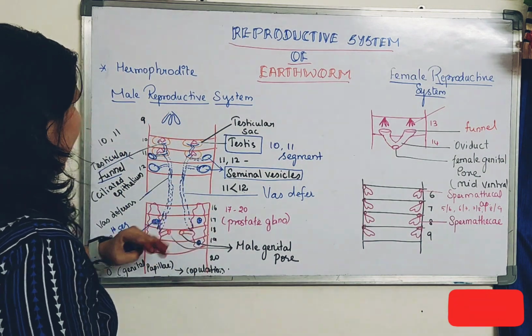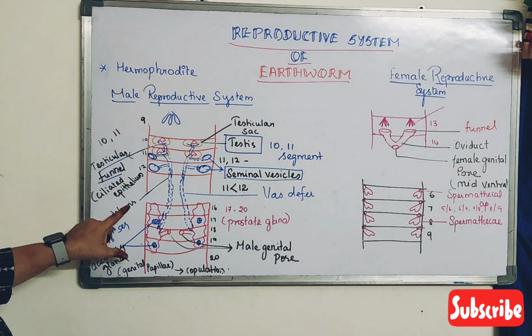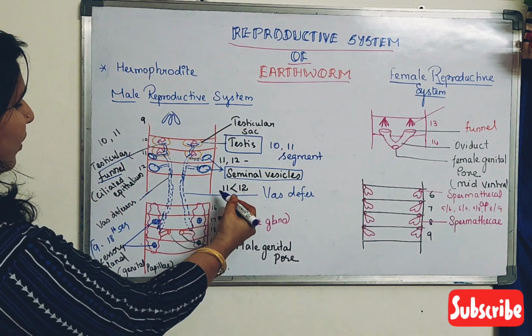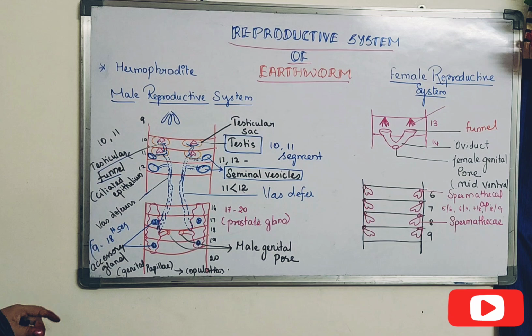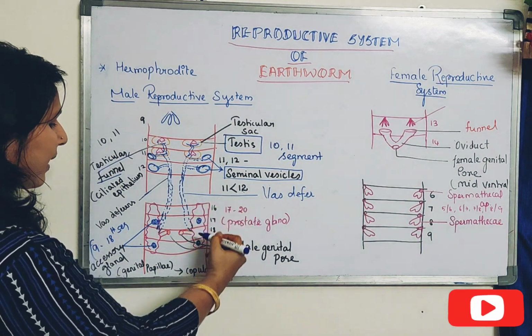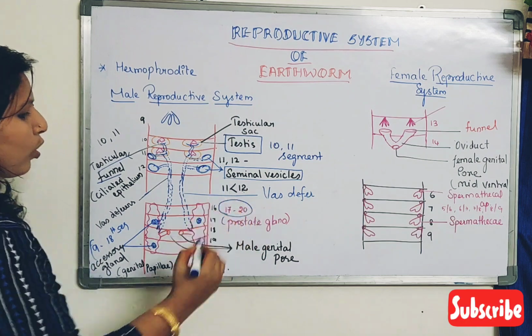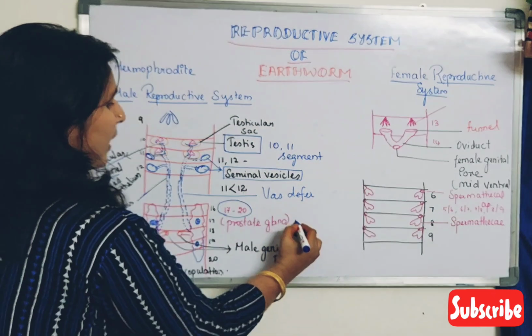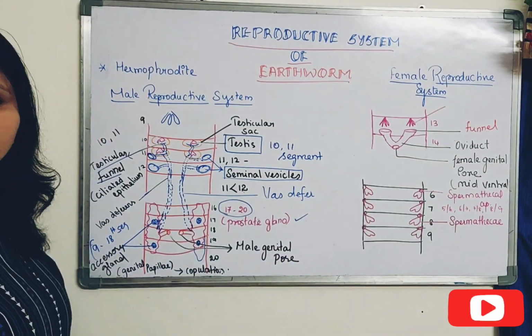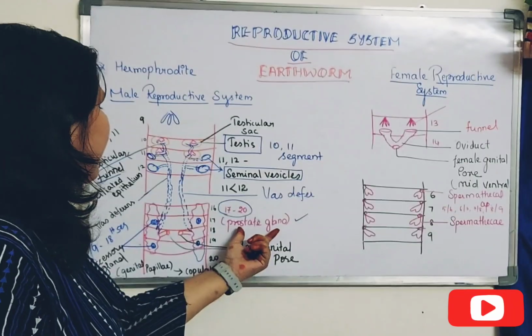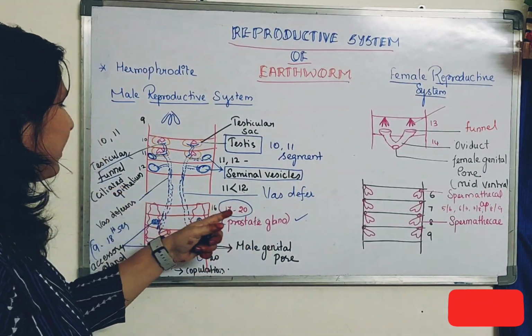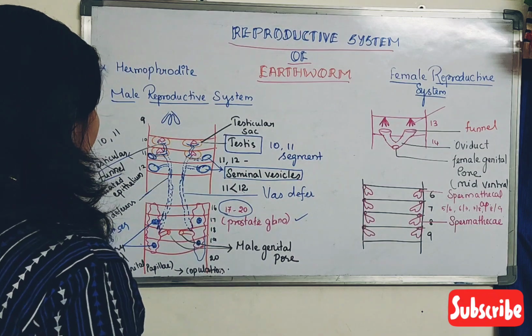The vas deferens is the funnel-like structure connecting the entire male reproductive system up to the male genital aperture. Clear? Between the 16th to 19th segments, or directly from the 17th segment, from the 17th segment to the 20th segment, you can see the presence of the prostate gland. So the prostate gland is present between the 17th and 20th segments. Clear?